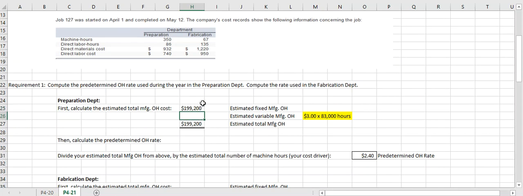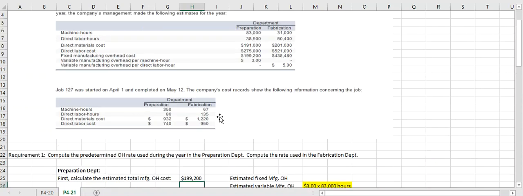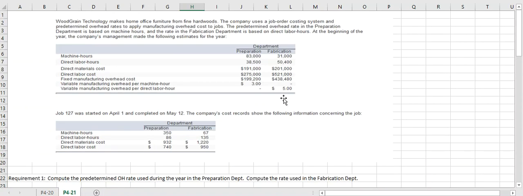Then we're going to have to estimate our variable manufacturing overhead. So back up here to our chart, it says variable manufacturing overhead. It's got two amounts, one per machine hour, one per direct labor hour. Those are down here. And we've got machine hours and direct labor hours up here.